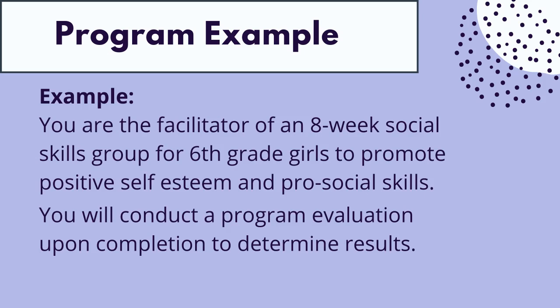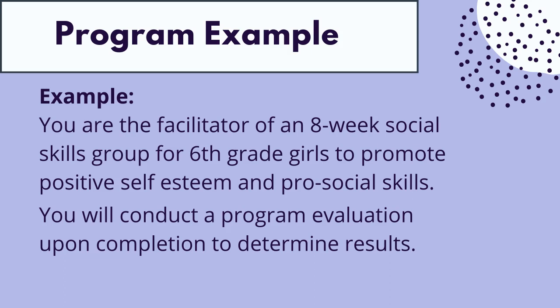So I said that we would be using an example throughout these steps in this video. So here is the framework and the example of a program that we will be working with today. You are the facilitator of an 8-week social skills group for 6th grade girls to promote positive self-esteem and pro-social skills. You will conduct a program evaluation upon completion to determine results.